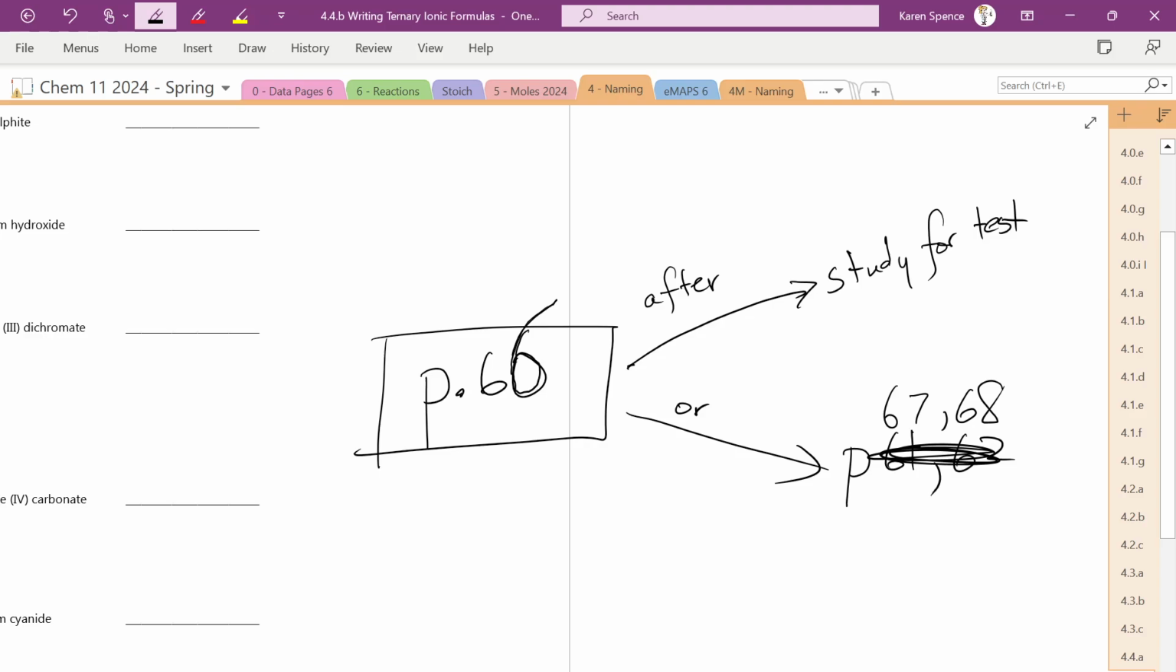66, just 66. And then you can move on and study. And I need to get back a couple more quizzes.